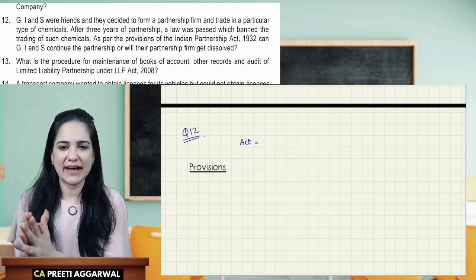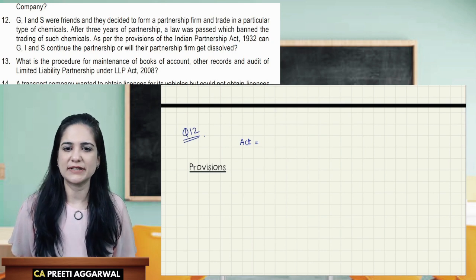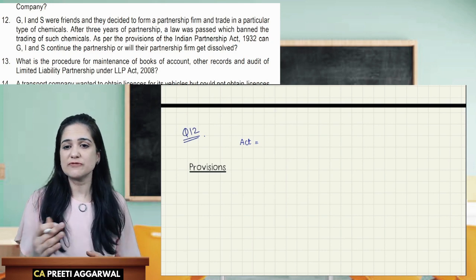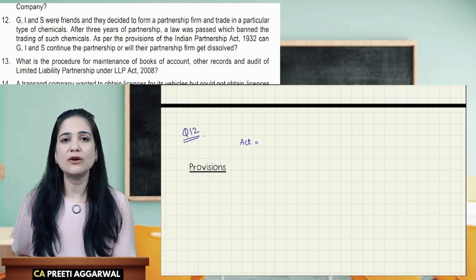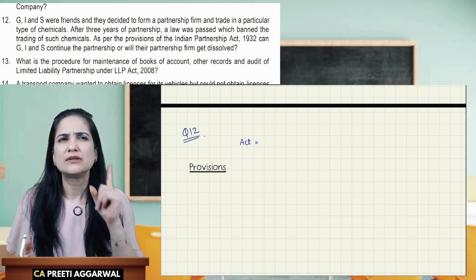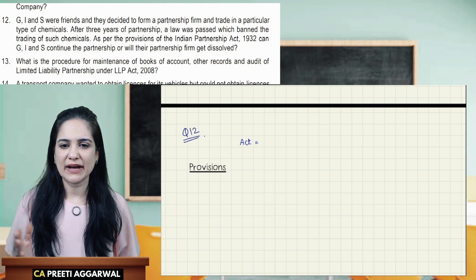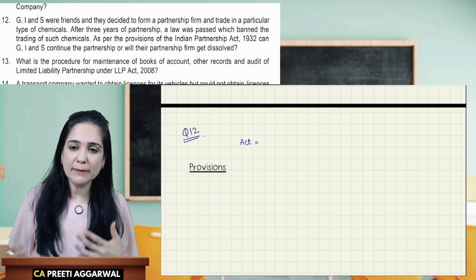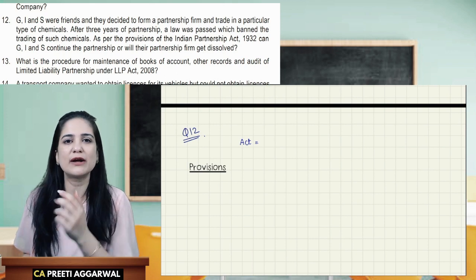G, I, and S were friends. They decided to form a partnership firm and trade in a particular type of chemical. After 3 years of partnership, a law was passed which banned the trading of such chemical. There is a change in law. They can no longer continue the business. This is compulsory dissolution, Section 41. As per the provision of the Indian Partnership Act, can they continue the partnership or will the partnership get dissolved? It is compulsorily dissolved. There is change in law. Now the business has become unlawful.